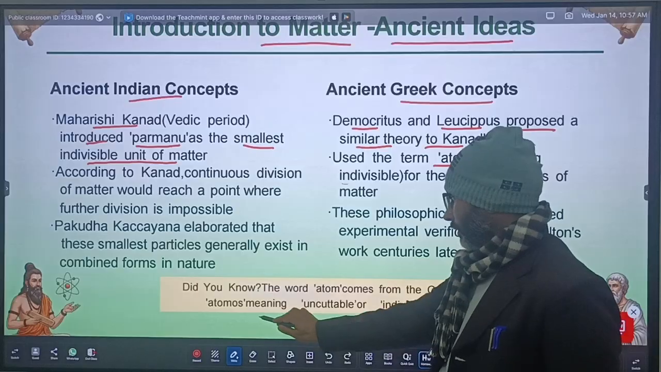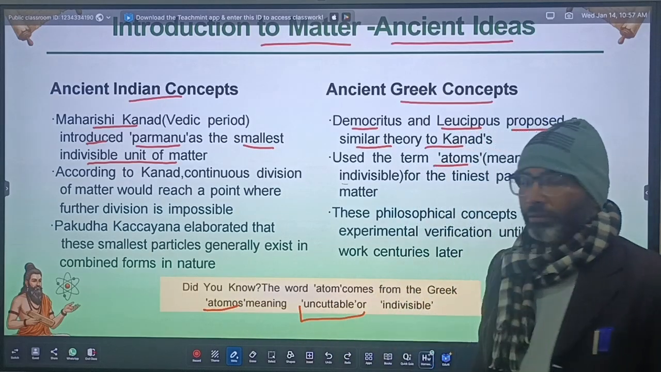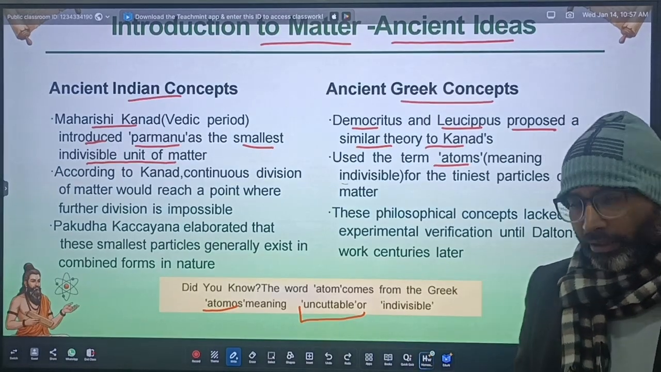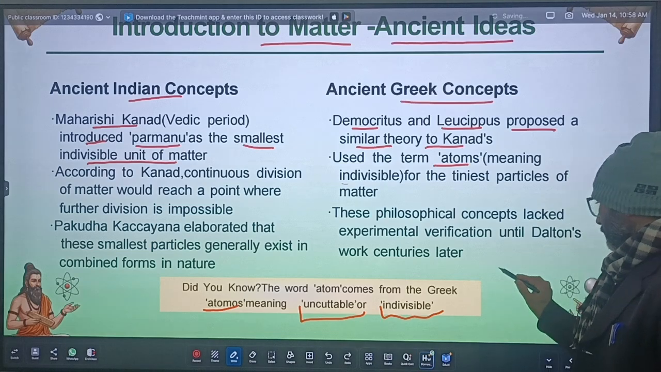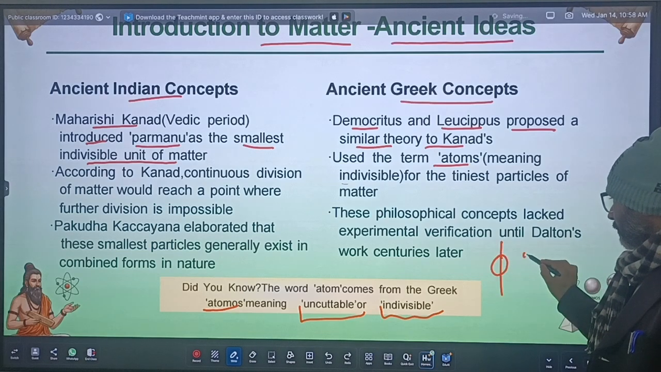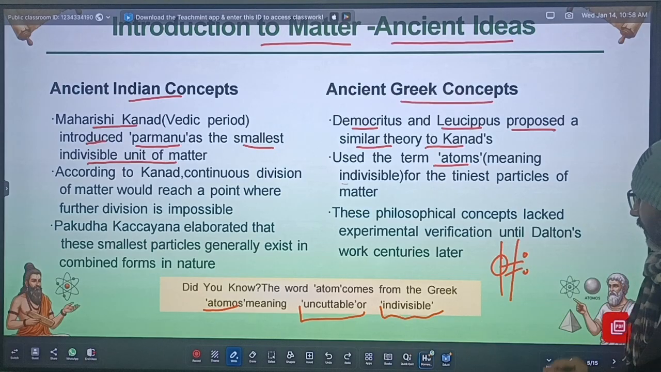Do you know the meaning of atom? Atom comes from the word meaning uncuttable. Uncuttable means indivisible, which can't be further divided, which can't be broken into smaller pieces. जिसको smaller pieces में convert नहीं कर सकते.